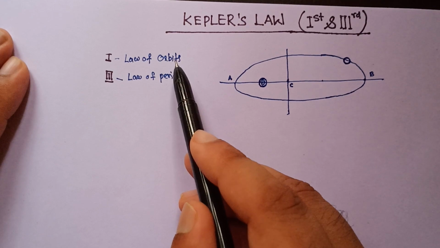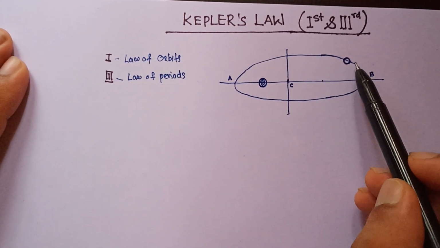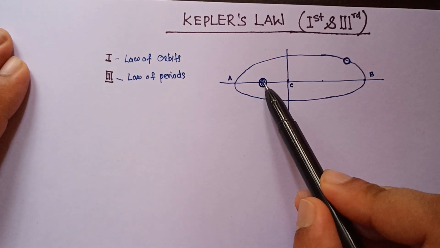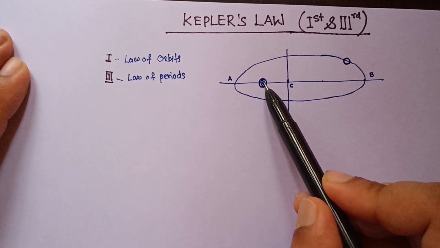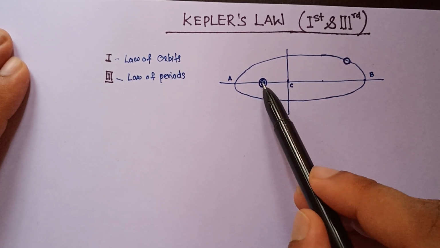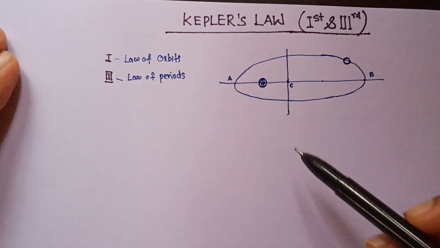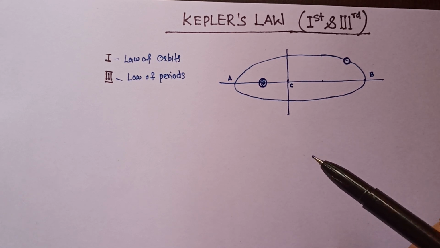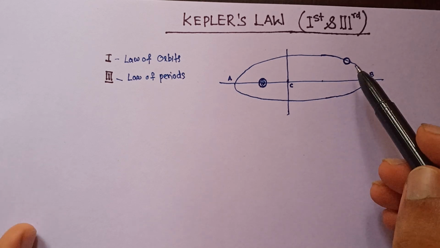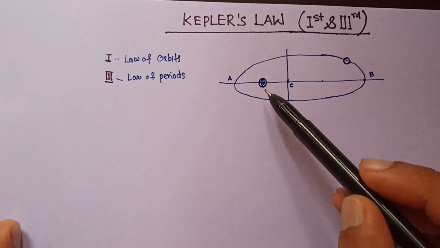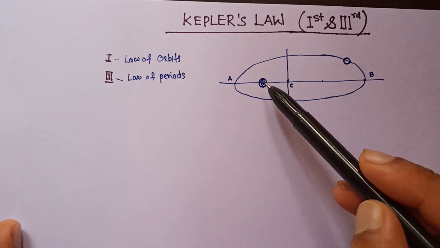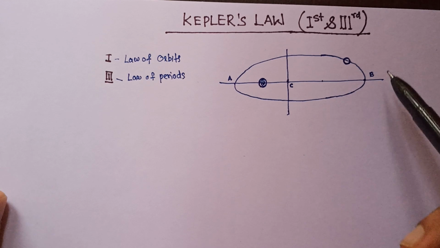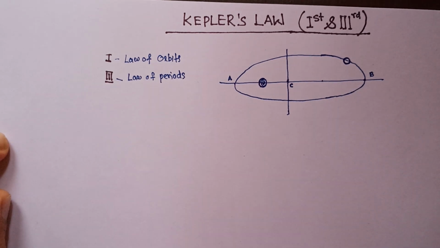So the law of orbits explains that any planetary motion exhibits an elliptical path around the sun, which is placed at any of the foci of the ellipse. The sun can be here also, depending on where it is located. Kepler noticed that planets revolve around the sun when it is kept at one of the foci of the ellipse, and the planet ultimately exhibits an elliptical path. That is what Kepler's law of orbits states.